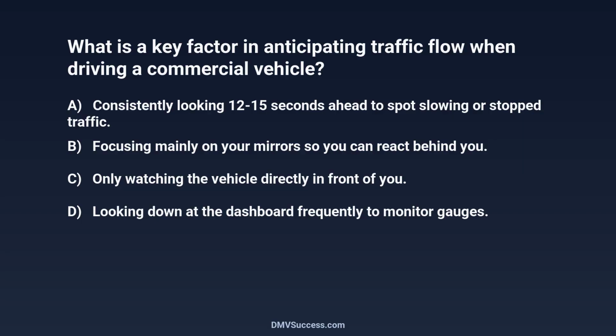What is a key factor in anticipating traffic flow when driving a commercial vehicle? A. Consistently looking 12-15 seconds ahead to spot slowing or stopped traffic. B. Focusing mainly on your mirrors so you can react behind you. C. Only watching the vehicle directly in front of you. D. Looking down at the dashboard frequently to monitor gauges.